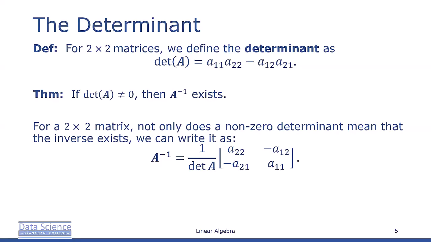The question one might ask is, how can we find the inverse of a matrix? Well, let's start with the definition. For a 2 by 2 square matrix, we define the determinant of A as det A equals A11 times A22 minus A12 times A21. Now, if the determinant of A is not equal to 0, then A inverse always exists. And in fact, for 2 by 2 matrices, the inverse of A is going to be 1 over the determinant of A times the matrix A22, minus A12, minus A21, A11.